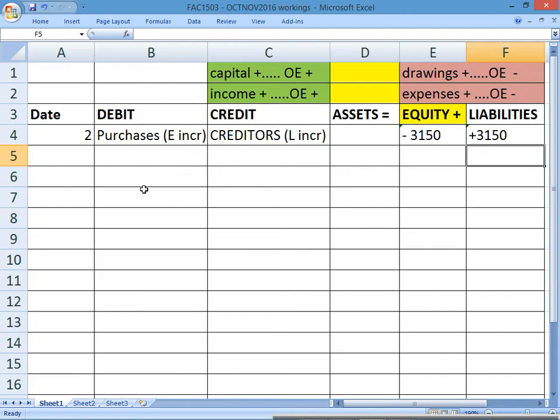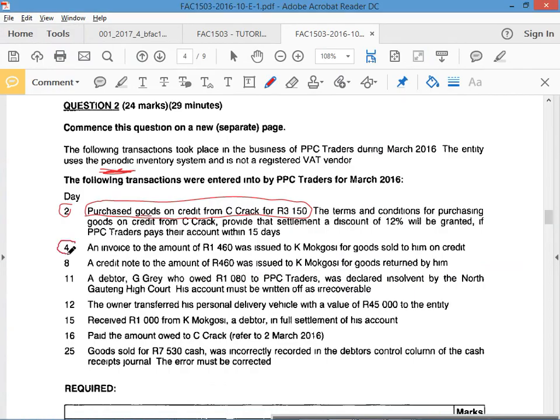Let's look at the next one. Number four, an invoice to the amount of 1460 was issued to K for goods sold to him on credit. This should have stood out. On credit means debtors. The invoice was an amount of that. So is this a sale? Yes, because if you're issuing an invoice to a debtor, you've sold them something. Do you agree?